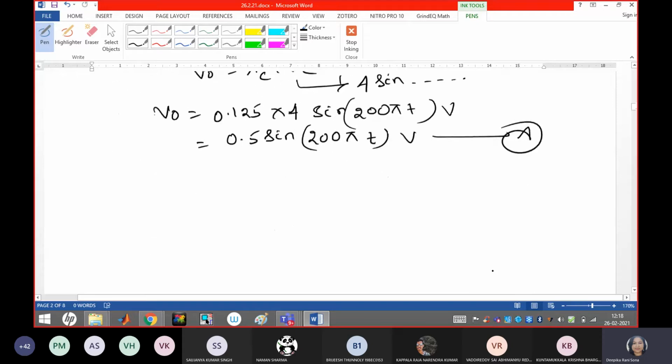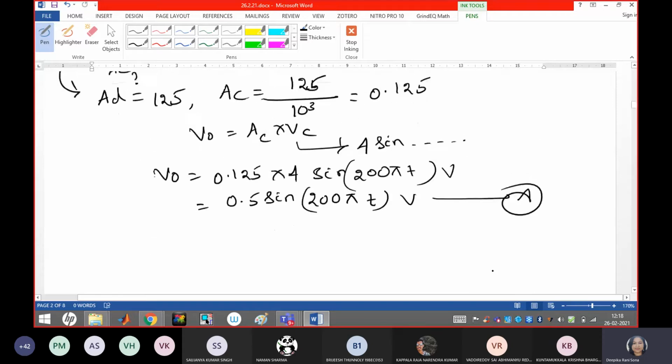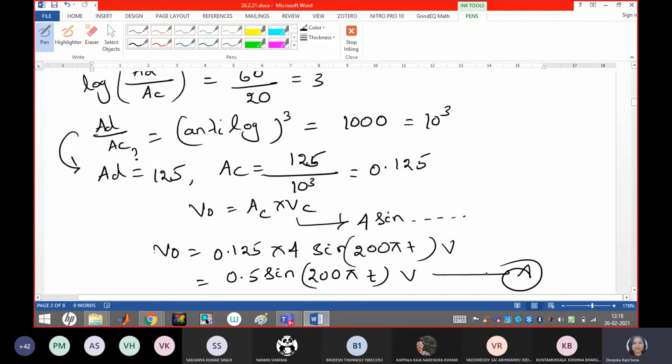Then the last question. Ma'am, one doubt. Tell me. Ma'am, why haven't we taken the VD, AD value in the V0 equation? Like for the last question we took it, but for this we are not taking. Because in the question only it has been asked to represent your answer in terms of common mode voltage only.